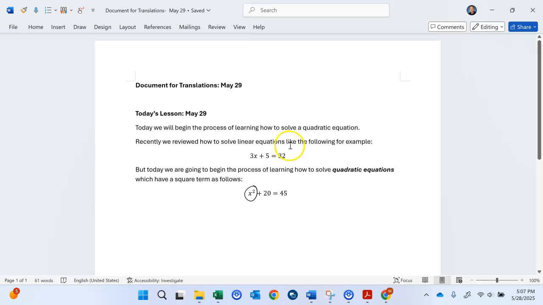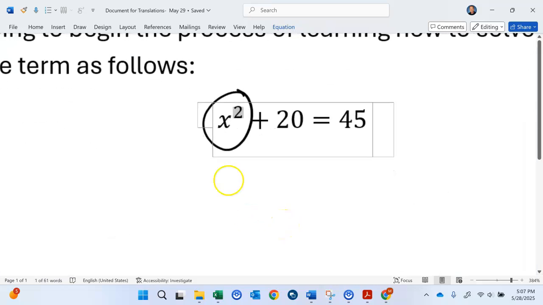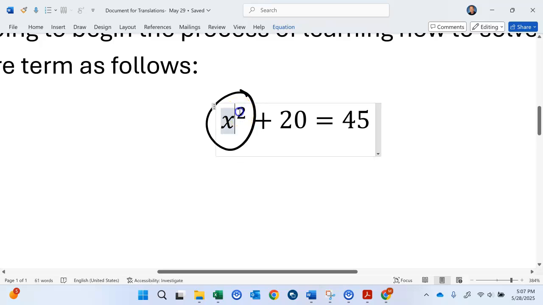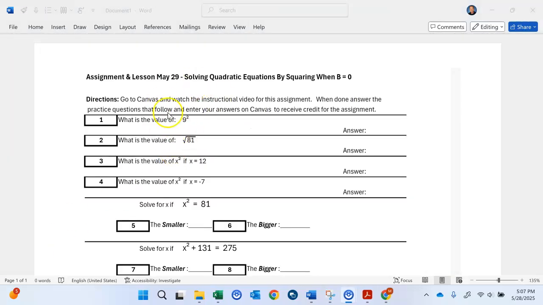The important thing is we know we've been doing this the other day. We can solve an equation like this, but when you have a square term like the 2, not just x, but x squared, there's a different process we're going to go through to solve an equation with x. Okay, so here is the assignment.